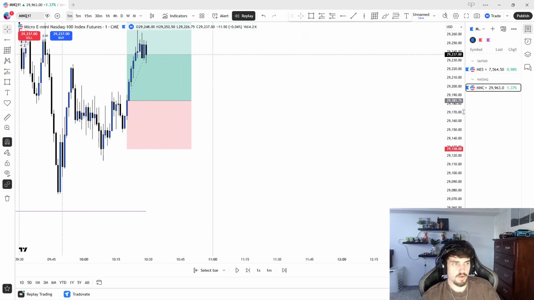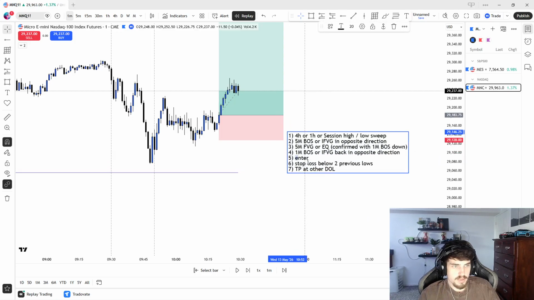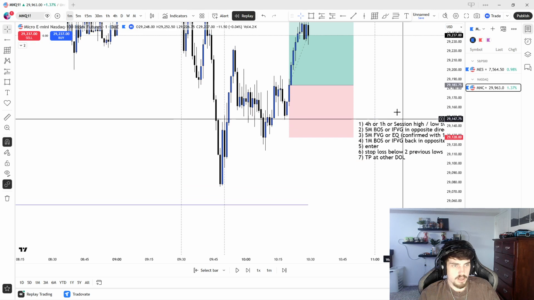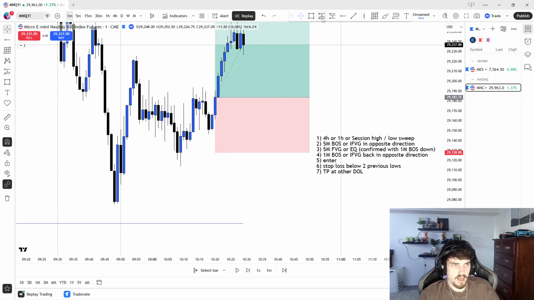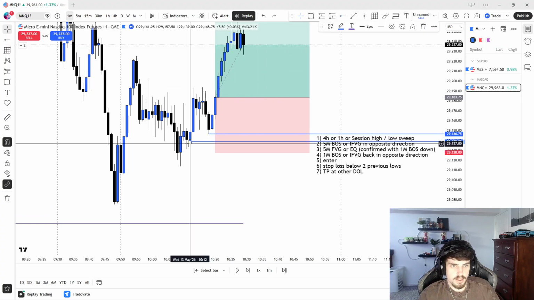And then what are we going to do based on our little note right here? We're going to enter the trade. We're going to put our stop loss between or below two previous lows. So we have this low right here, and we also have this low right down here.